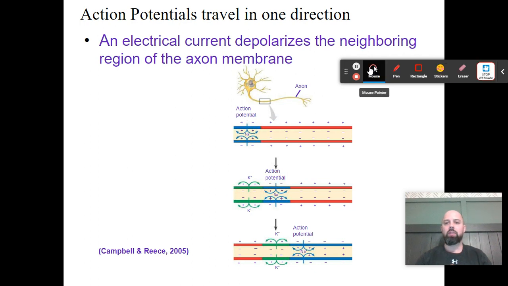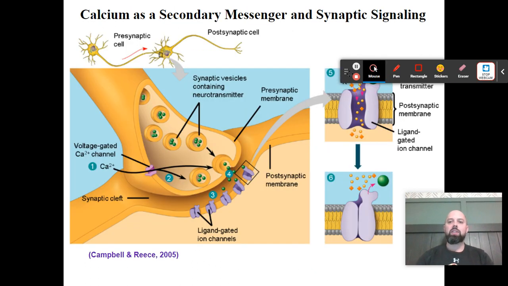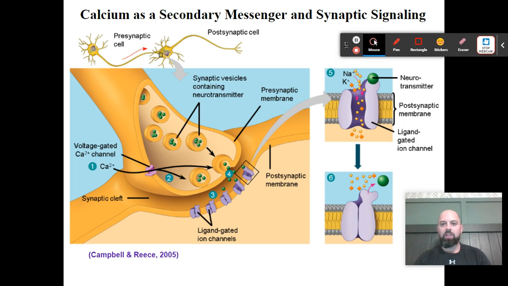Clear the screen, and here we go. So as I mentioned, I was going to mention calcium as a secondary messenger. In this case, when the action potential has reached the axon terminal, so the end of the axon, we have to be able to send that message on. So what happens here is when that action potential reaches the end, that voltage actually stimulates calcium to enter the cell.